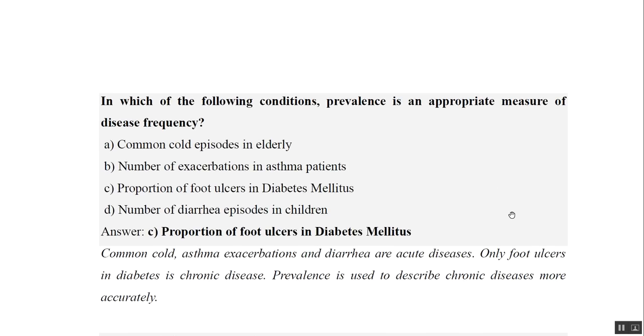For which of the following conditions is prevalence an appropriate measure of disease frequency? Common cold episodes in the elderly, number of asthma patients, foot ulcers in diabetes, and diarrhea episodes. Now, basically prevalence is for chronic diseases, right? For chronic disease, prevalence is an appropriate measure of disease frequency. If you see common cold, asthma and diarrhea, these three are acute diseases. The only chronic one I can find is option C, that is diabetes mellitus. So I think prevalence would be an appropriate measure for option C.